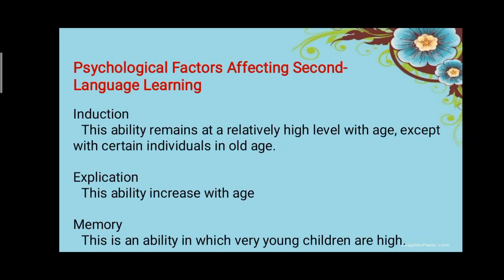And next, psychological factors affecting second language learning. There are three factors: the first is induction, the second is explication, and the last is memory. In induction, this ability remains at a relatively high level with age, except with certain individuals in old age. Induction is very important, and we know that in the golden age it is easier to remember vocabulary, word by word. Children can listen, then remember, and then imagine what the word means. So it is easier in children than in old age.